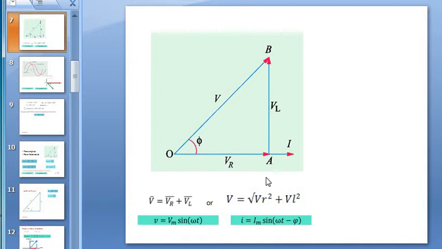Are you getting? We have considered the equation of V as V is equal to Vm sine omega t. Therefore, I will be what? Since the I is lagging, I is in clockwise direction with V. It means it is lagging. Therefore, I is equal to Im sine of omega t minus phi.